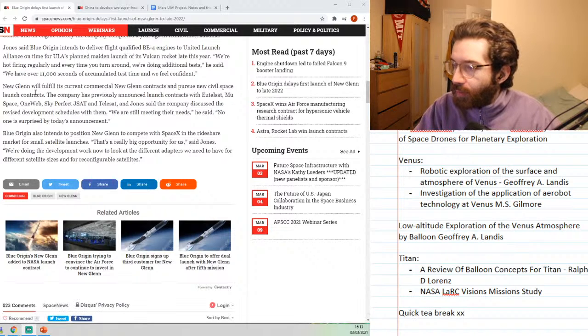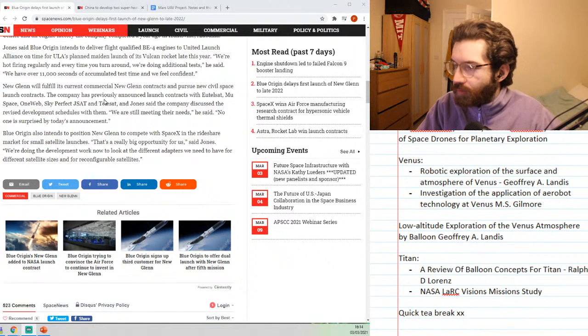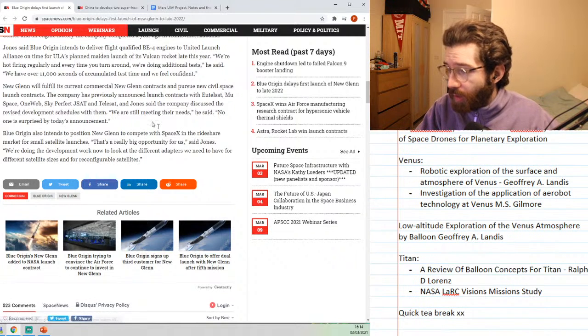Okay, so it's going to fulfill its current commercial contracts and then pursue new civil space contracts. So who are they working with? Yeah, Eutelsat, MooSpace, OneWeb, Sky Perfect JSAT, and Telesat. They're really focusing on telecommunications, right? So they're going to have to take a step back from their lunar missions and anything else and just try and make sure that they're getting their contracts fulfilled. These kind of telecommunications ones would mainly be just sending satellites up to space and having them orbit around. But yeah, that's about it. Until maybe 2027 if they win in 2024, right? So we'll see how that goes.